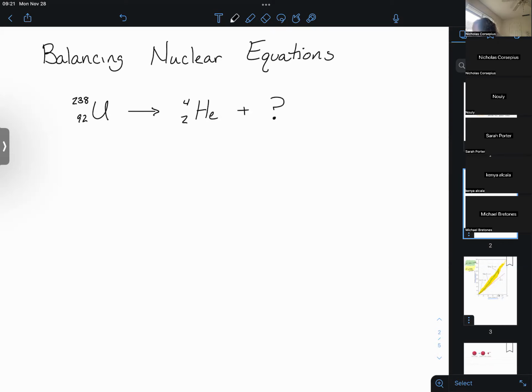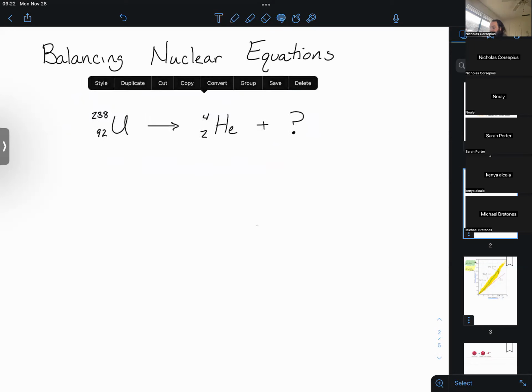Okay. And what else? All right. And so this is going to be your first sort of challenge of this particular chapter, is to balance these equations. And it's actually super straightforward here.